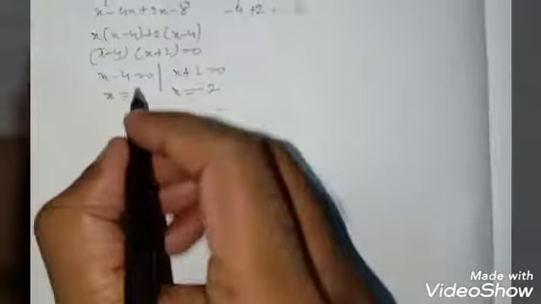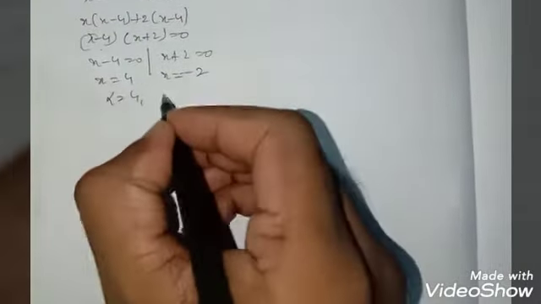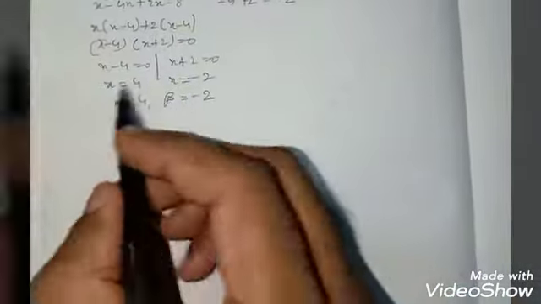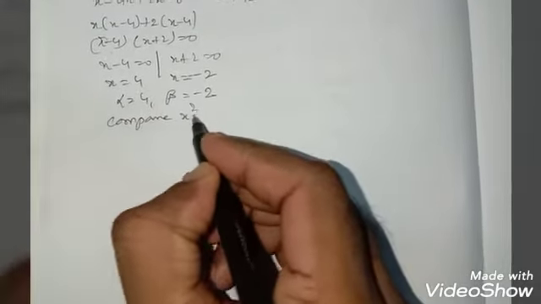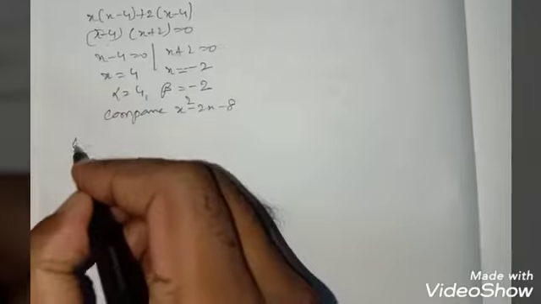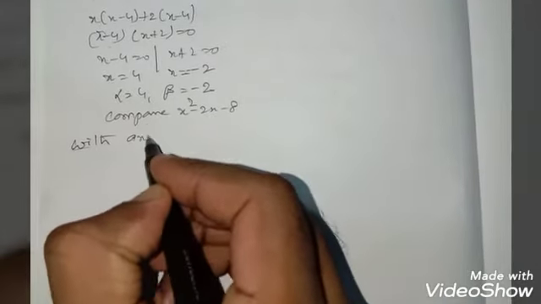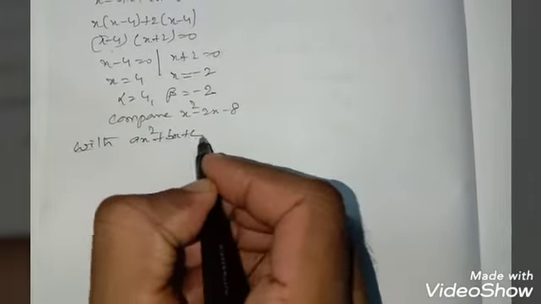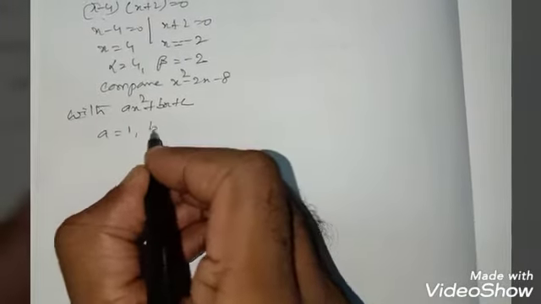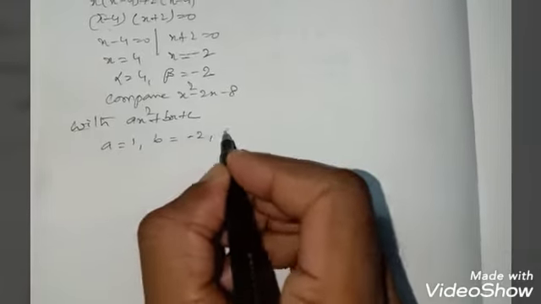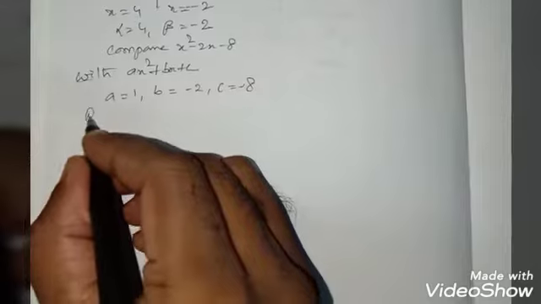Right, now my alpha is 4 and beta is minus 2. After that, what is the second step? We have discussed that we have to compare the equation. So compare x square minus 2x minus 8 with ax square plus bx plus c. Now if I compare, the value of a is 1, the value of b is minus 2, the value of c is minus 8. Then you have to show its relation.